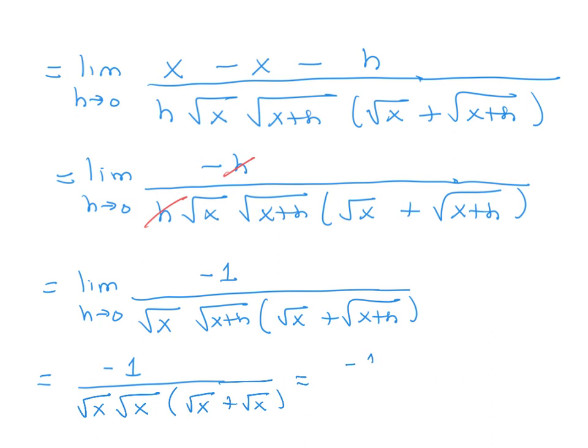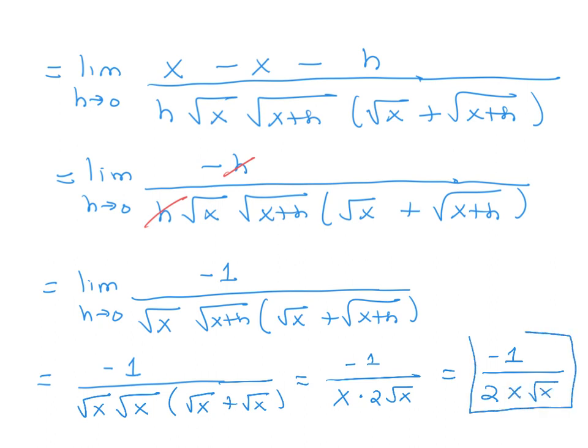Negative 1 over, okay, root x times root x is simply x, and then root x plus root x is 2 root x. I think it's probably fine to leave it just like this. This is negative 1 divided by 2 times, I'll say, x root x. I'm sure this could be simplified further. I think it is completely fine to write this as our function.